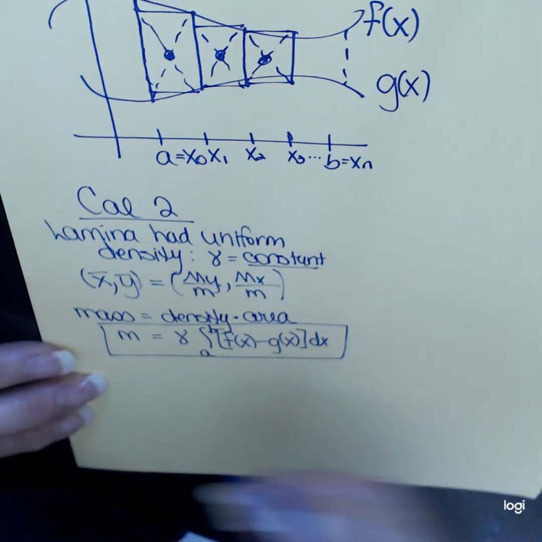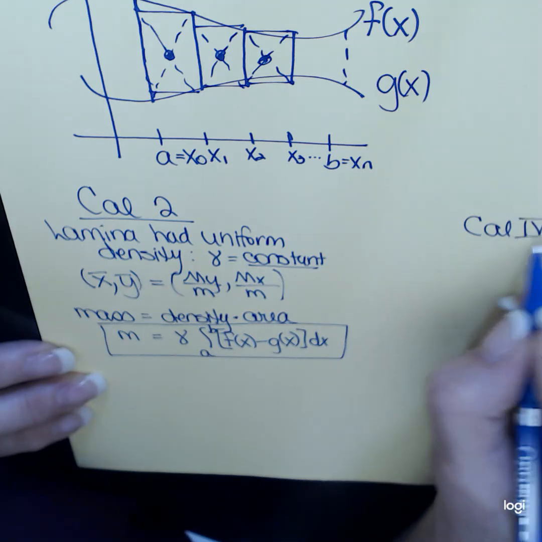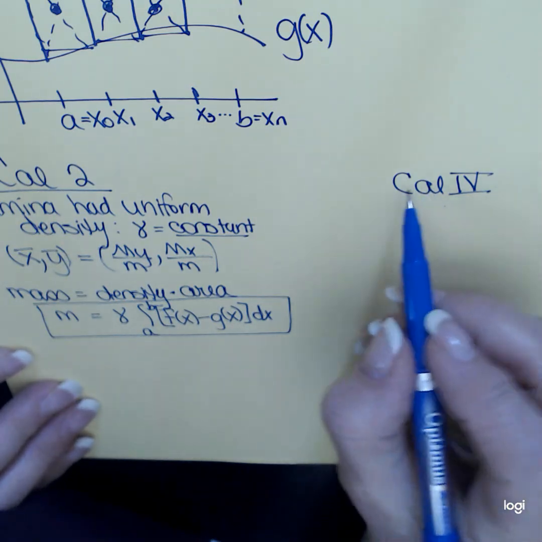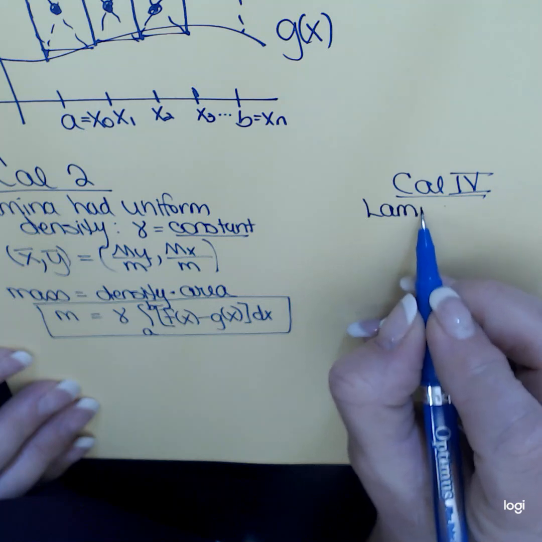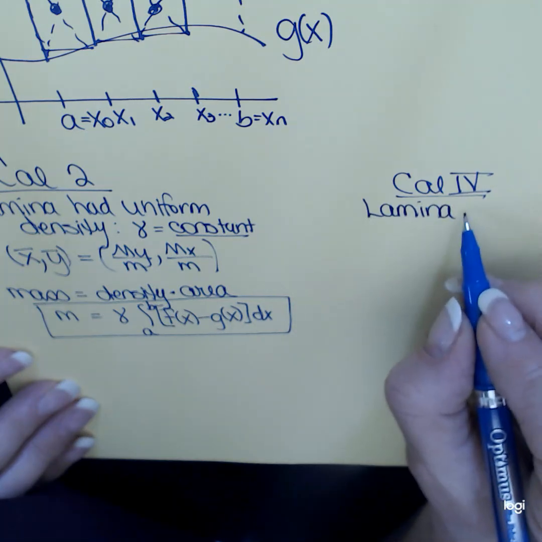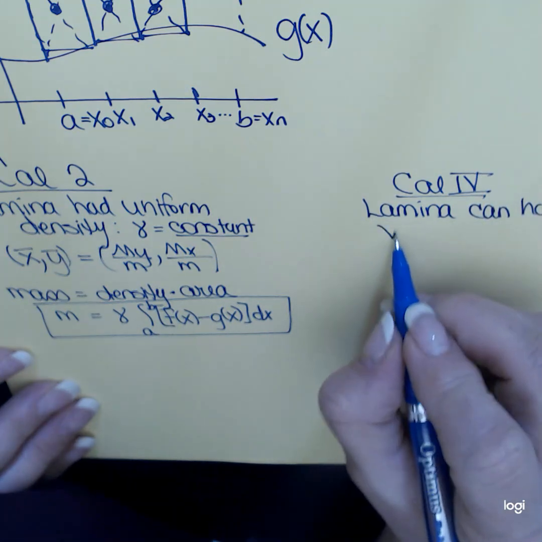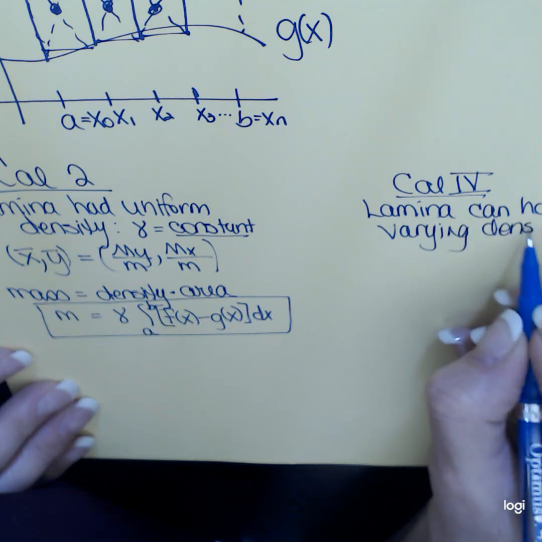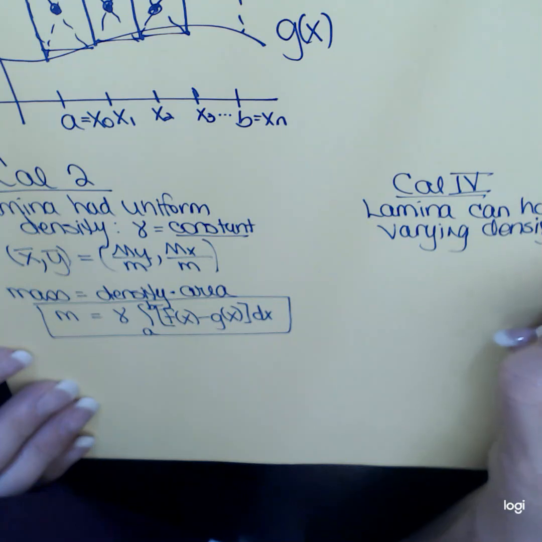Now, let's take that same concept and convert it over to Cal 4. Okay? Now, in Cal 4, one of the first differences we have is that the lamina no longer has to be uniform. So the lamina can have a varying density. And as a matter of fact, it can actually be some function lambda of x and y.